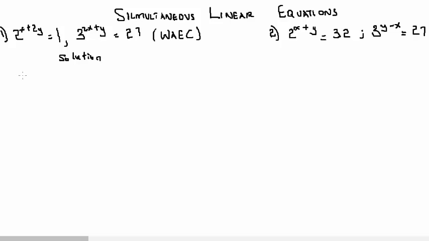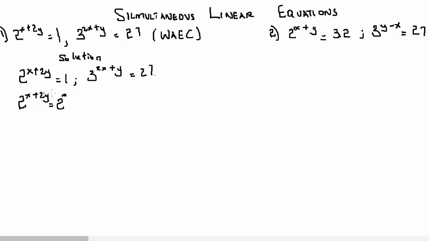Solution. I have 2 exponential x plus 2y is equals to 1, and my second equation is 3 exponential 2x plus y is equals to 27. Now, the first thing is to make these 2 equations appear in the same base. Now, for 2 exponential x plus 2y, I can convert 1 to 2 raised to power 0. This still means the same thing.